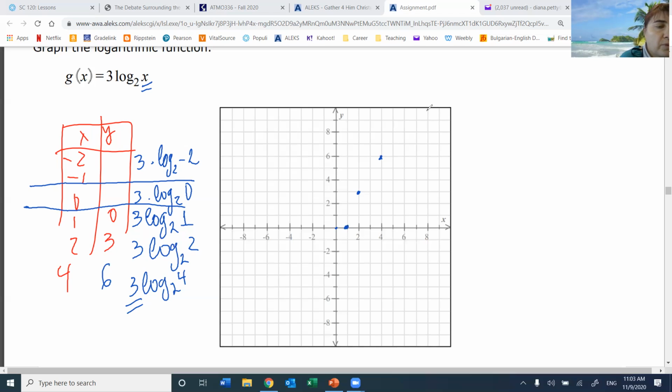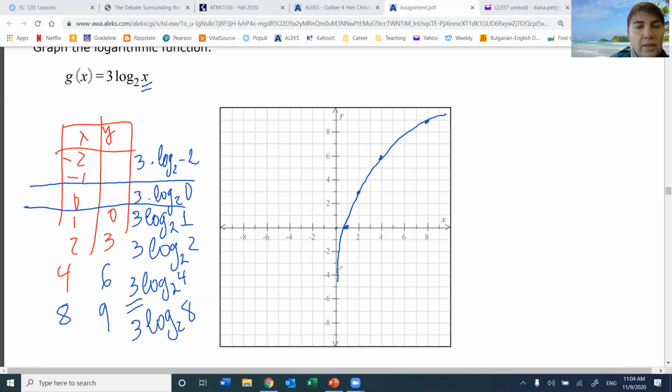Now let's do one more. Let's do 8. When x is 8, this will be 3 times logarithm with base 2 of 8. So 9. Okay. So when x is 8, y is 9. Right here is 9, 8 right here. It's going to get closer and closer, but it's not going to go into the negative axis.